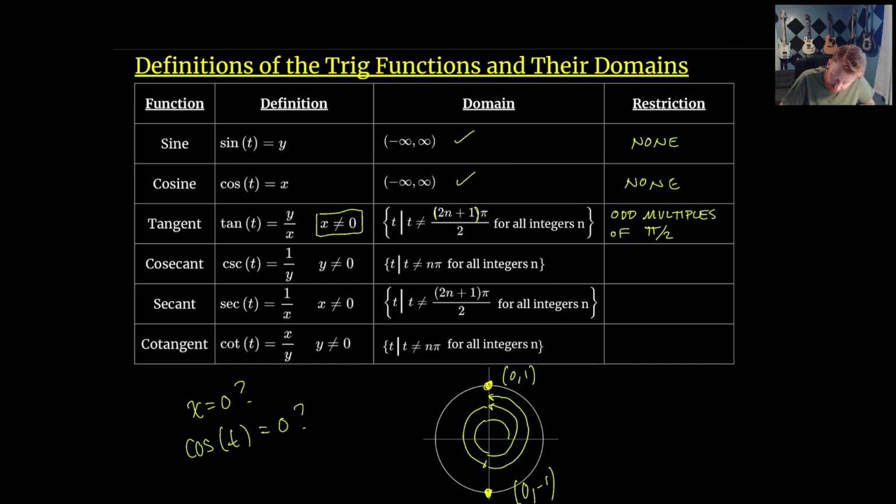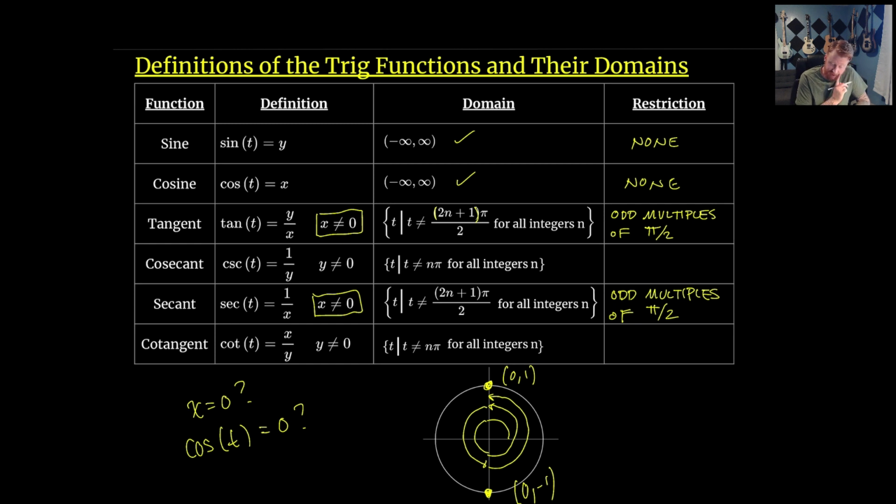And the same thing for the secant. If we plugged in any odd multiples of pi over 2, we would end up dividing by 0, and that's not what we want here. So same thing for the secant, since the denominator is 0, we can't have any values of t that would give us a cosine or an x value of 0.